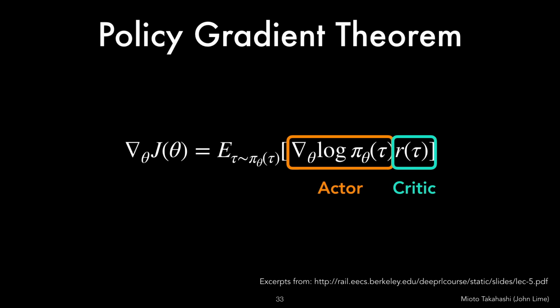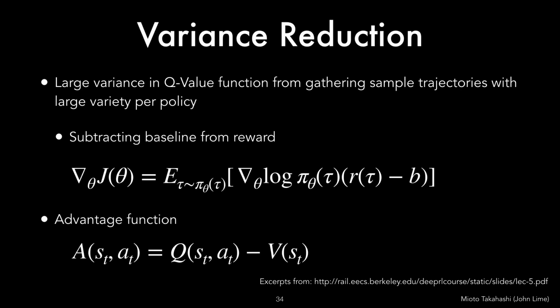Looking at the result, we can see where the policy and value function, or rather the actor and critic, come into play. But since we are sampling multiple trajectories with large variety from one policy, there is going to be a large variance in the estimated return by the state action value function, which becomes a problem when you're trying to update the policy based on an unstable value function.